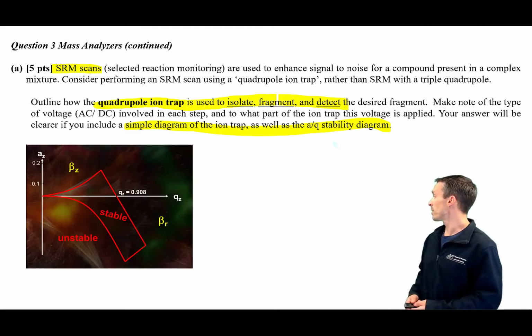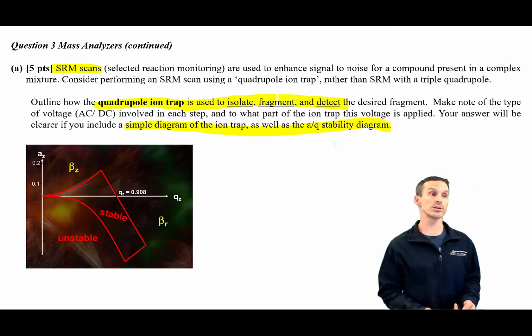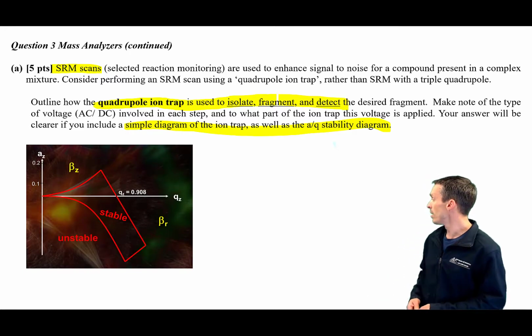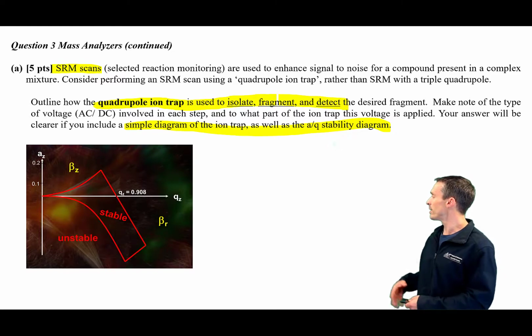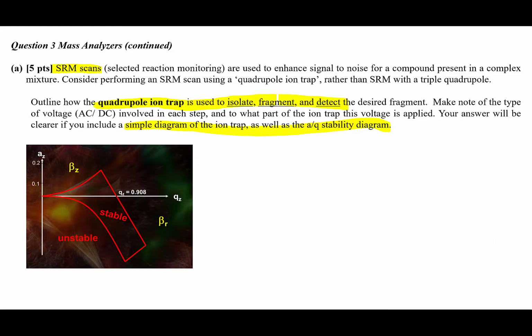It also says to talk about the AQ stability diagram. So just make sure which one is on the X and Y axis. It goes into the negative, which isn't even that important. The stable region is defined as the space on the inside. The unstable region is on the outside of that little diagram.